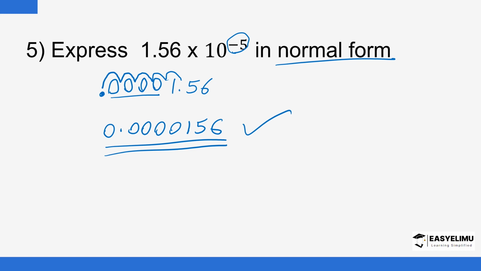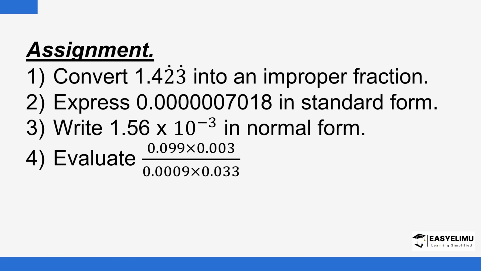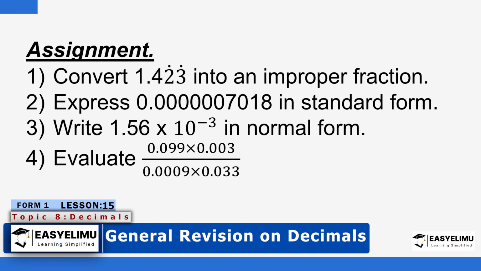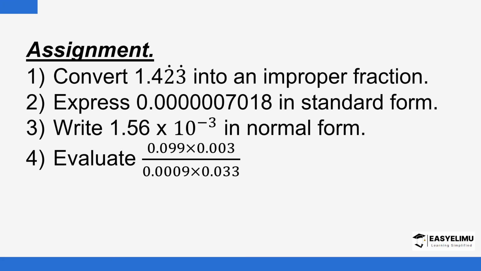So these are questions that are tested in exams a lot by NEC. You should try and go through them again and again so that you are more comfortable with them. So we have a few questions here again to help you practice. You can see we have converting the recurring decimal to an improper fraction. Here you will not write it as a mixed number; you leave the answer in improper fraction form. And then, of course, expressing the number in standard form, expressing that number in normal form, and then evaluating that as we had discussed before.